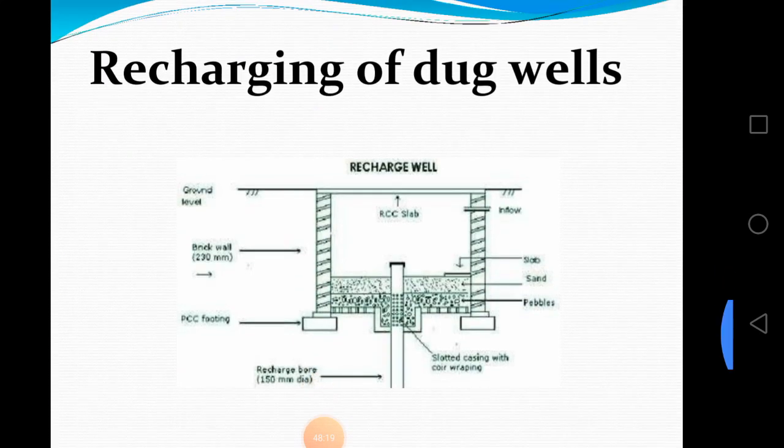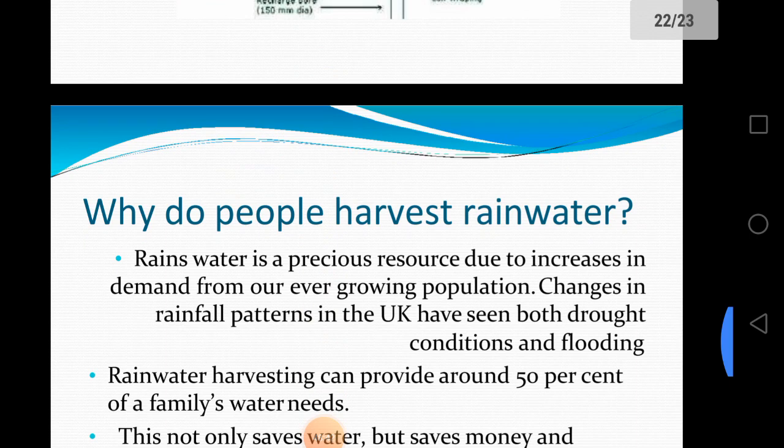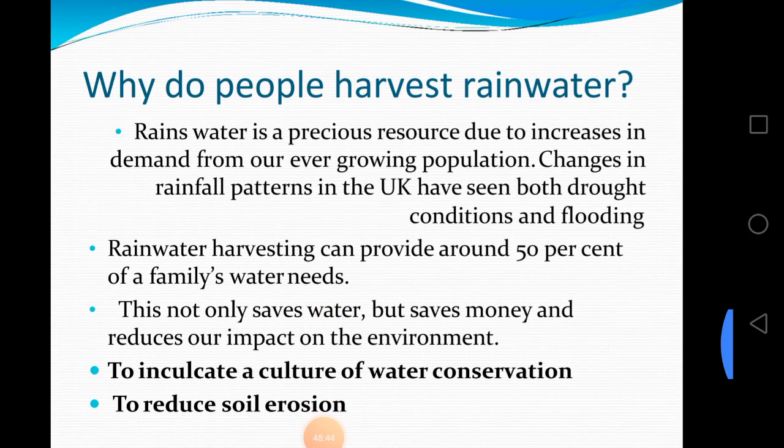And recharging of dug wells is also one of the important and easy methods to collect the water. RCC slabs are placed, and we collect all the water and can pass it to open bore wells. All the water we collect can be passed into the bore wells, and it will increase the groundwater table. Why do people harvest rainwater?